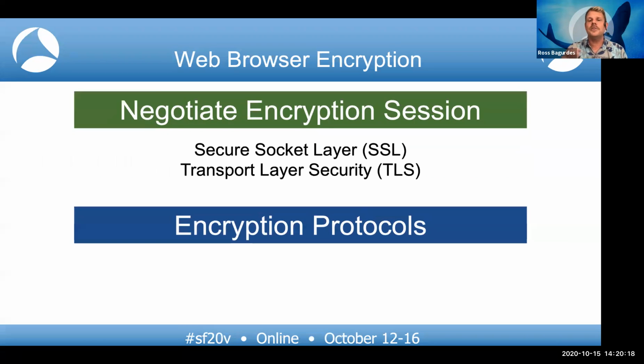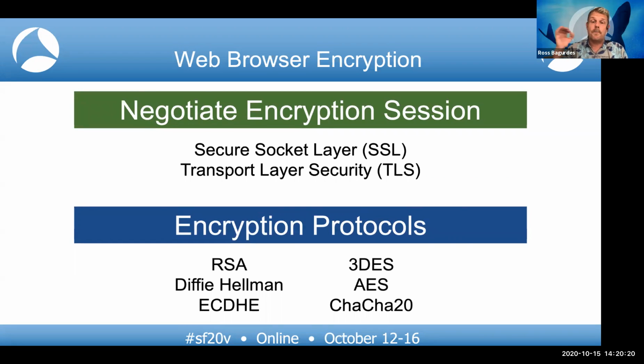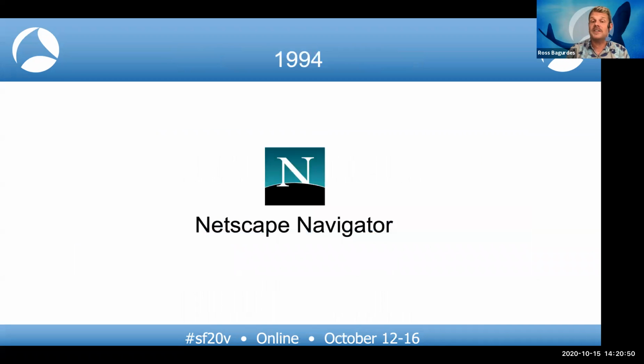Then we're also going to use encryption protocols. And these are the big ones that we're going to use here. There are actually a few more that are supporting cast members for these encryption protocols. But we're going to use one of these encryption protocols. The three on the left, RSA, Diffie-Hellman, and elliptic curve Diffie-Hellman ephemeral, ECDHE, those are asymmetric encryption. The ones on the right, triple DES, AES, and SHA-2, those are symmetric encryption protocols, which are actually going to do the bulk encryption of our data.